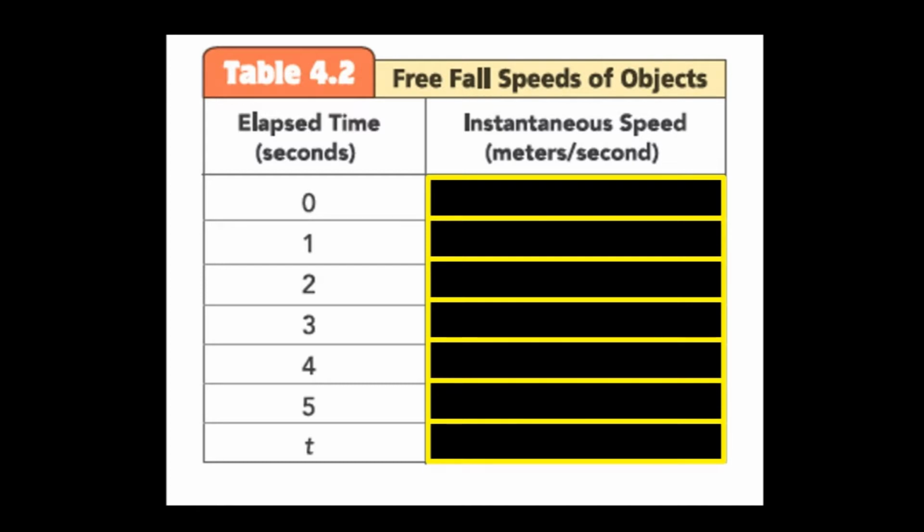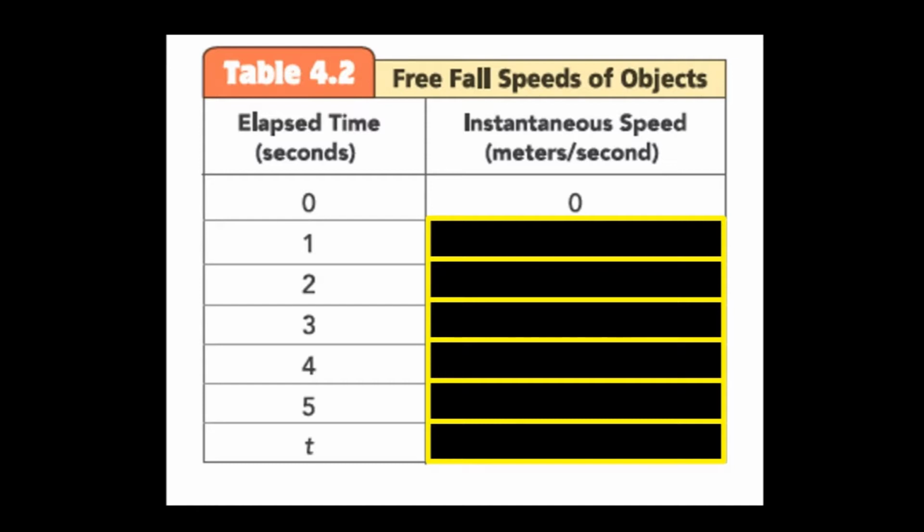Now, here I have the table 4.2. Can you predict, we're assuming that the rock is falling from rest, and actually come up with the equation for each successive second on this particular table? Now, the first one would be 0. It is going to be 0 meters per second because it's at rest when it's released.